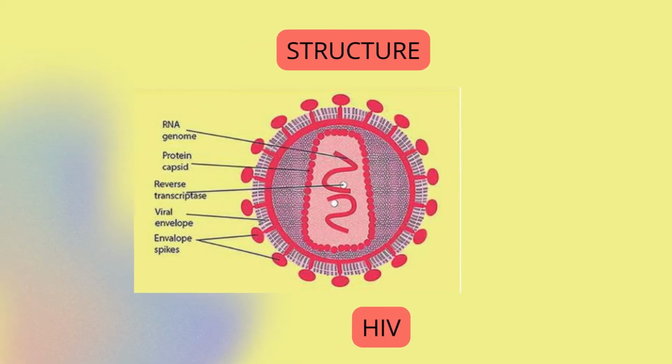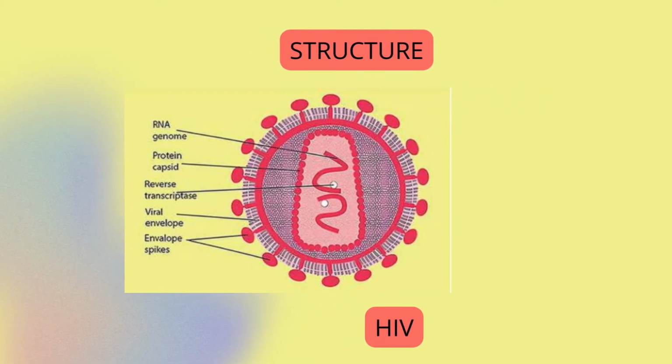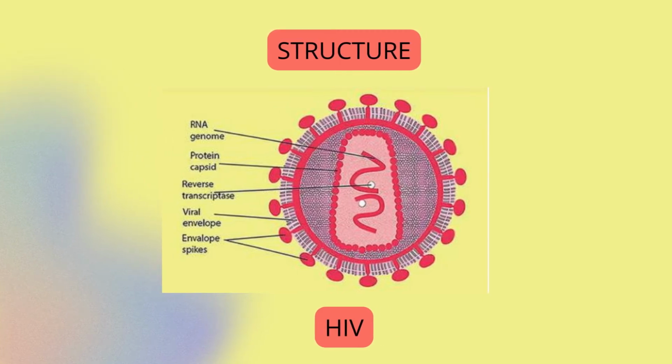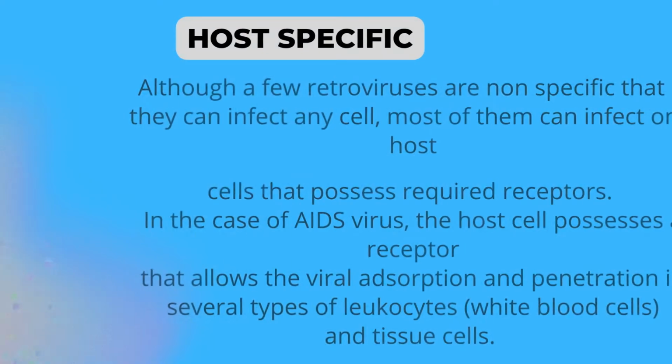Here you can see the spherical structure of HIV. It has an RNA genome covered by a protein capsid. It has an enzyme called reverse transcriptase, is covered by an envelope, and also has spikes. Spikes are structures which can detect receptors on the host membrane.